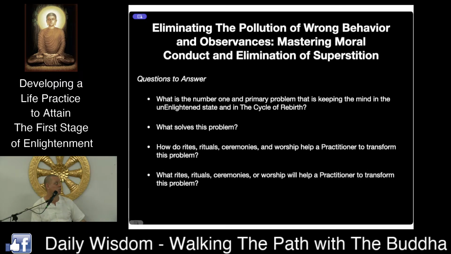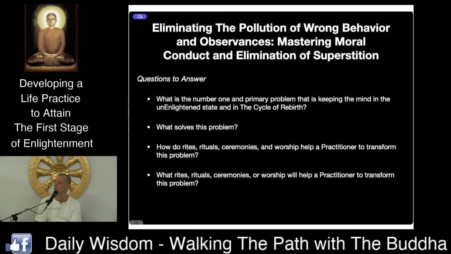Now what I'd like to share with you guys is I'd like to ask you these questions and see if you can answer this, because you might be able to eliminate the wrong observances part of this fetter right here by answering these questions. What's the number one and primary problem that is keeping the mind in the unenlightened state and in the cycle of rebirth? Does anybody know the answer to this? Craving is what's causing the mind to be discontent. But why is craving there? Why does craving exist? Ignorance, right? Ignorance is the number one primary problem.